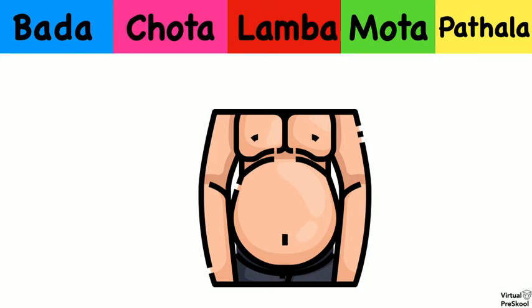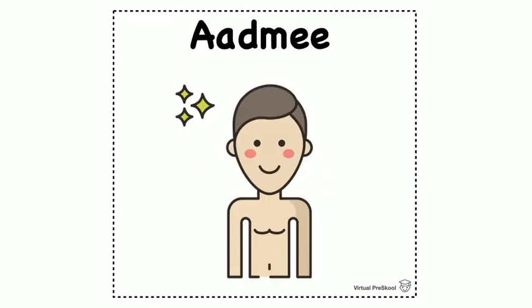All right, what about this one? This looks like a fat man. So how would we say fat in Hindi? Bada, chota, lamba, mota, or patla? If you said mota, very good. And what was the Hindi word for man? We've done it a few times. If you said Aadmee, very good. So how would we put it together to say the man is fat? Aadmee mota hai.